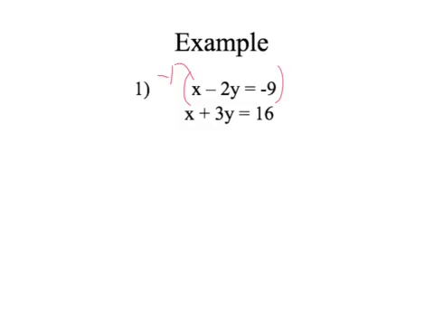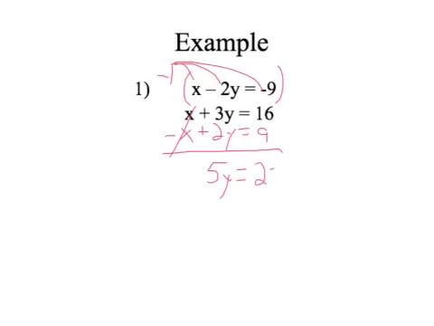So negative 1 times x is negative x. Negative 1 times negative 2y is positive 2y. And negative 1 times negative 9 gives you positive 9. Now I want to add those two equations together. x minus x is 0, so it cancels out. I have no more x's. 3y plus 2y gives you 5y. And 16 plus 9 is 25.